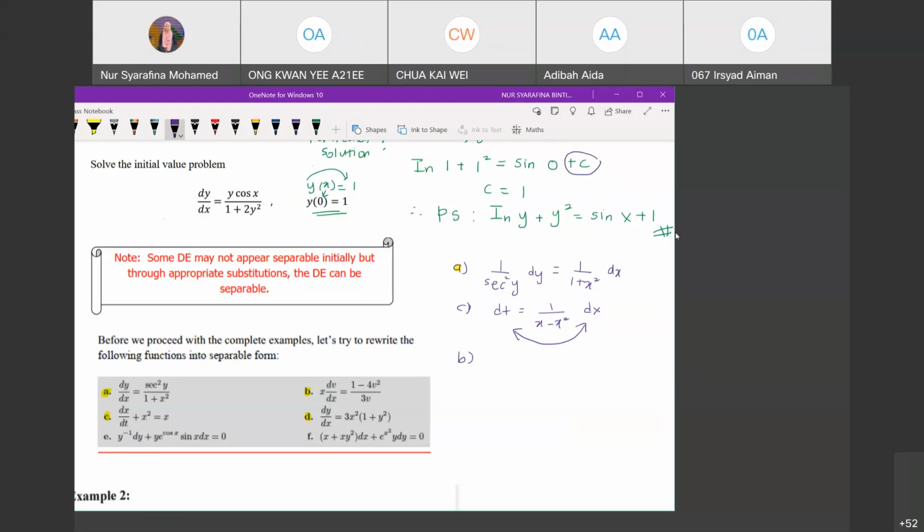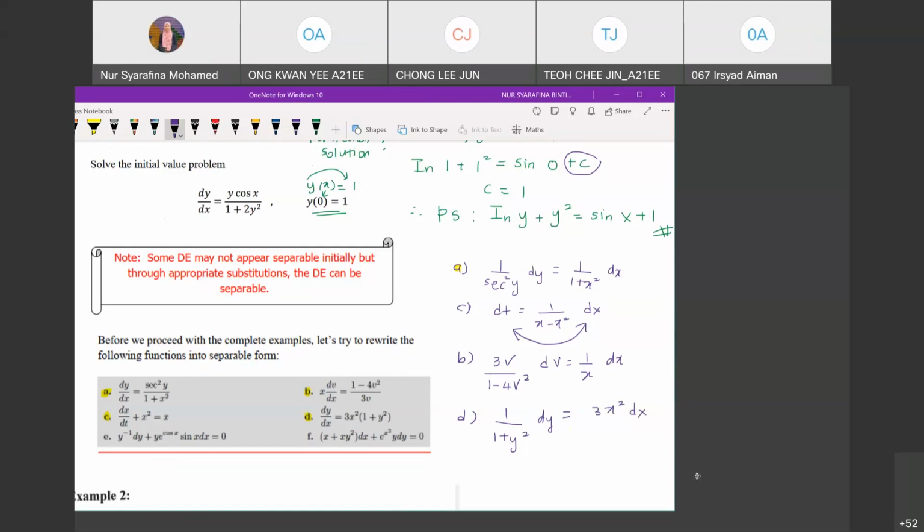B. 3v over 1 minus 4v squared dv equals to 1 over x dx. Okay, good. This B is just quite identical with the previous example, right? Okay. 1 over x dx. Okay, the last one. 1 over 1 plus y squared dy equals to 3x squared dx.